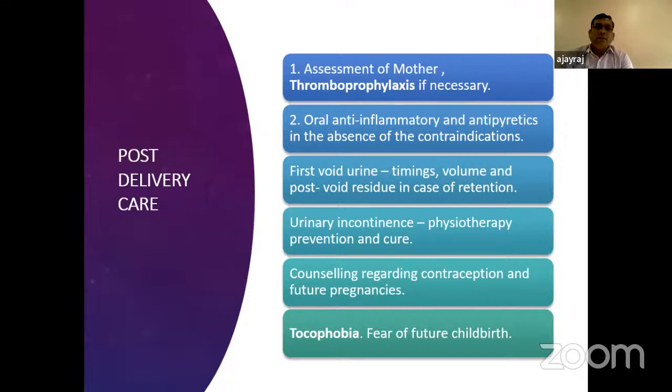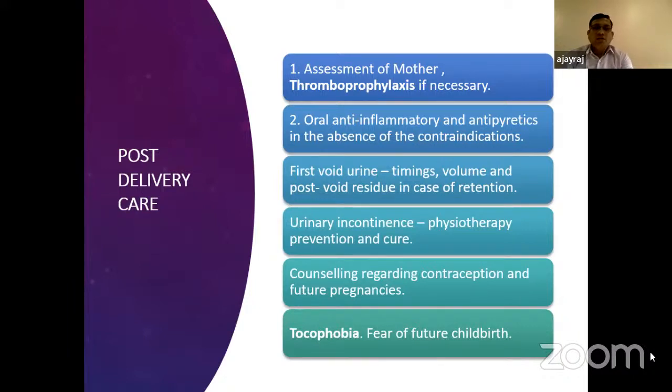First void urine timings should be noted carefully. The volume of the urine and post-void residue in case of retention of urine. Urinary incontinence: if there is a chance of urinary incontinence, then postpartum physiotherapy for prevention and cure of the urinary incontinence. Counseling regarding contraception and future pregnancies.